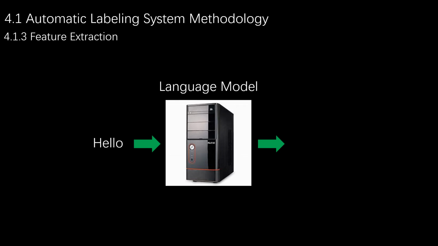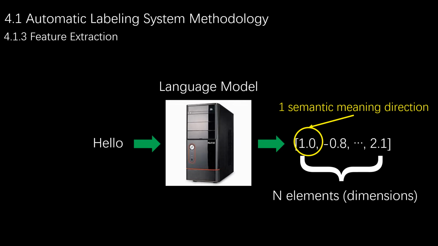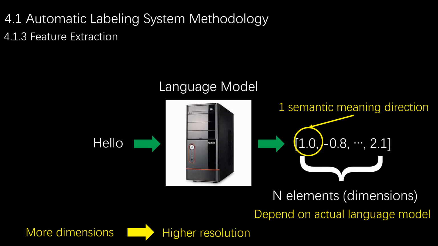For example, the output vector of the word hello can be a vector like this one, where the value of each element indicates the significance of the semantic meaning of the word in one direction. Although the actual semantic meaning that each array element stands for is unknown to humans, it is interpretable and learnable from a machine's perspective. Each array has n elements, or dimensions, which is different for different language models. The more dimensions that a vector has, the higher resolution it has with respect to semantic meanings, and will make the machine learning model understand it better.